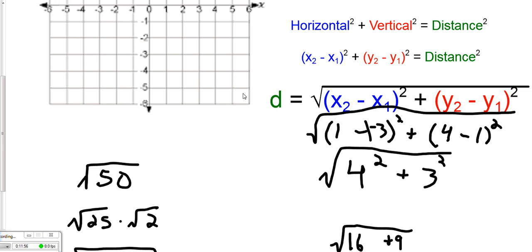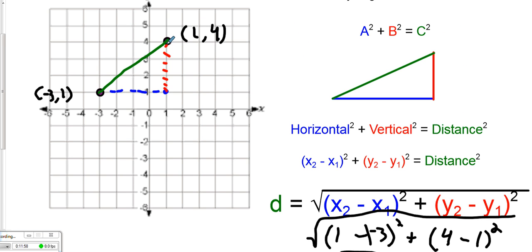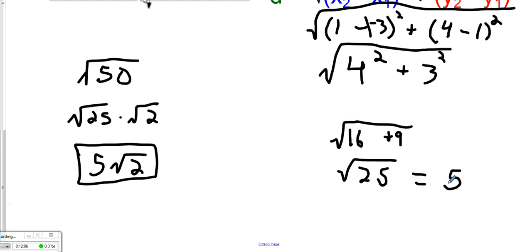In our case up here, 4, 3, and 5, that is called a Pythagorean triple. We know that this one has to be 5 because we have 4 and 3. So this one would just come out to a simple 5.